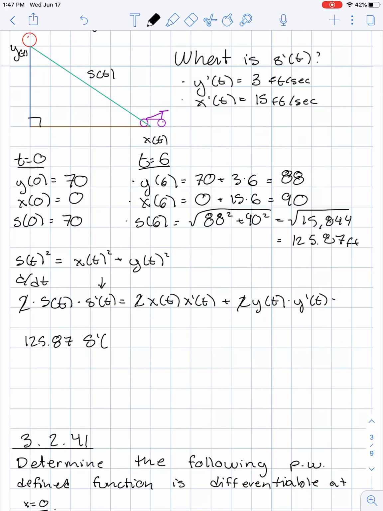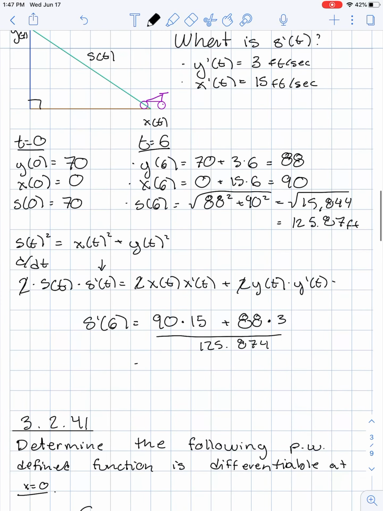S prime at 6 is equal to x at 6, which is 90, times x prime, which is 15, plus y, which is 88, times 3, and then I'm going to divide that by whatever s of t was, which is 125.874. Great. And that will give us a number once I figure it out.